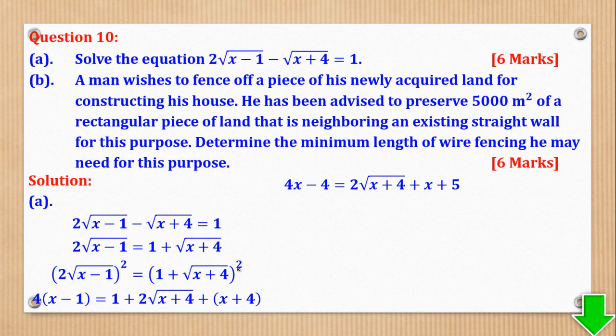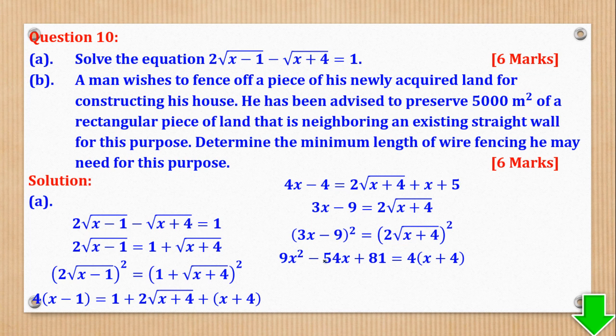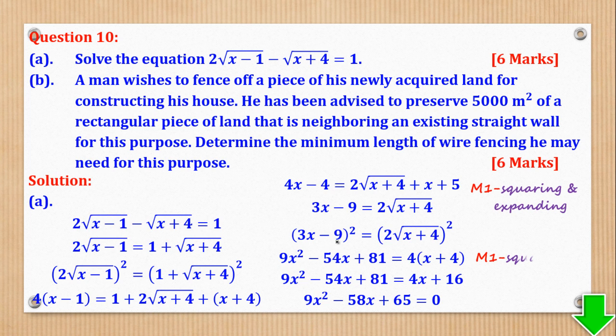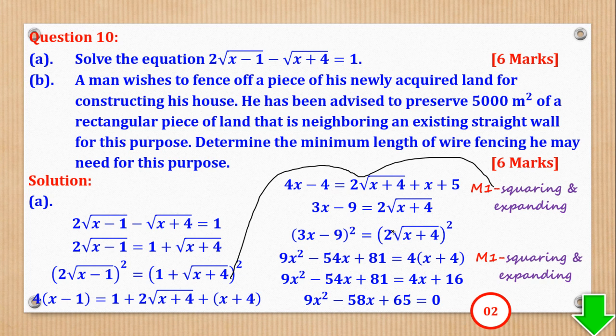Then from there, I can collect like terms to get that. There is still a square root, so I still need to square both sides so that the square root goes away. Then I can rearrange to get my quadratic equation, which can be solved. There is a mark for this expanding, squaring both sides and expanding, squaring both sides and expanding.